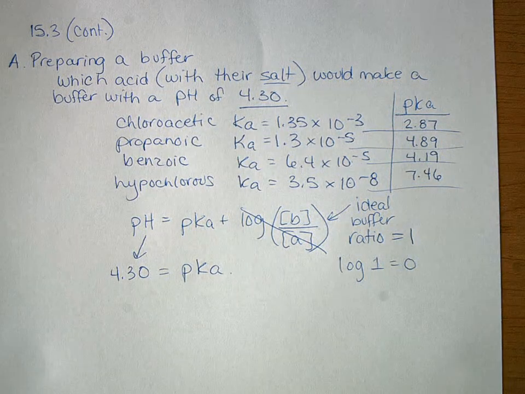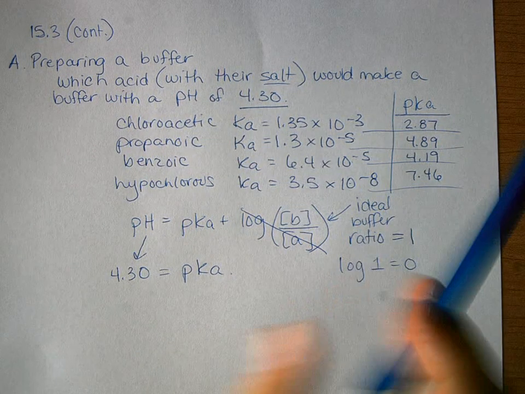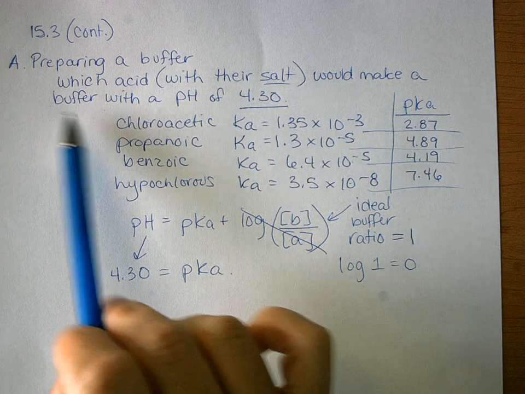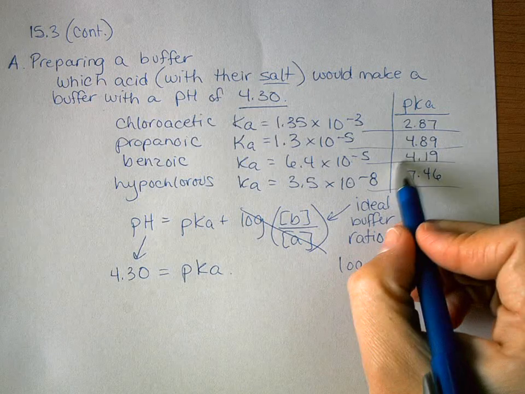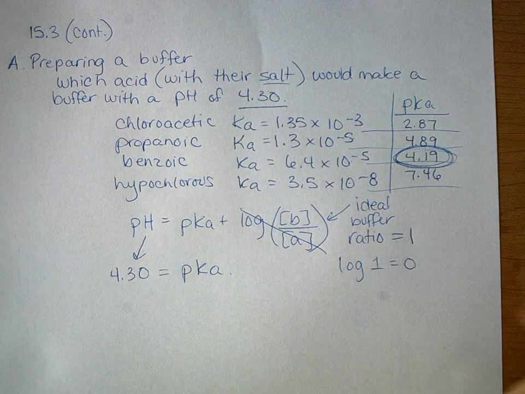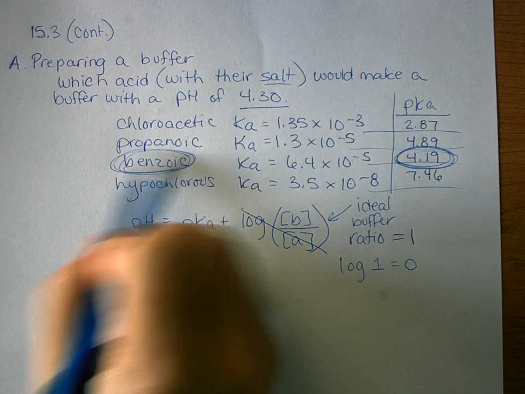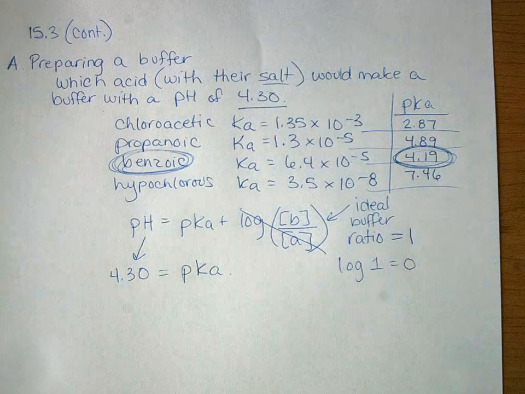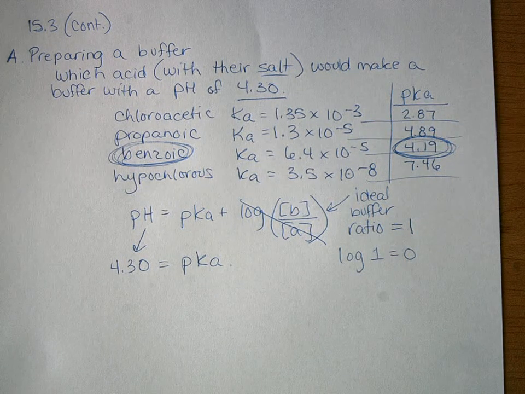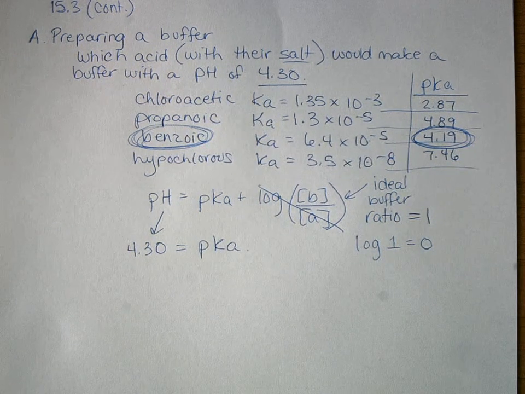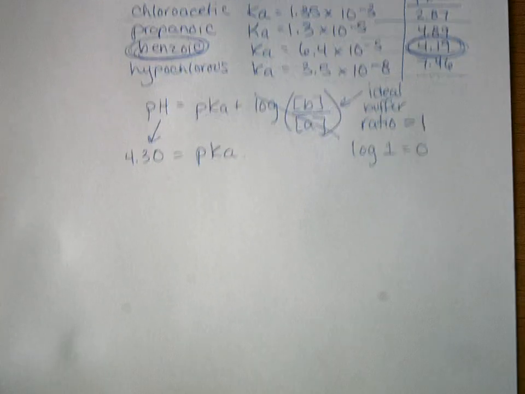And so since I'm trying to figure out which acid would make a buffer with a pH of 4.3, I'm going to pick whichever one is the closest. And so 4.19 is the closest, so that means benzoic acid along with its salt would make a buffer solution that had a pH closest to 4.30. Okay, simple enough. Just looking at Ka values basically.